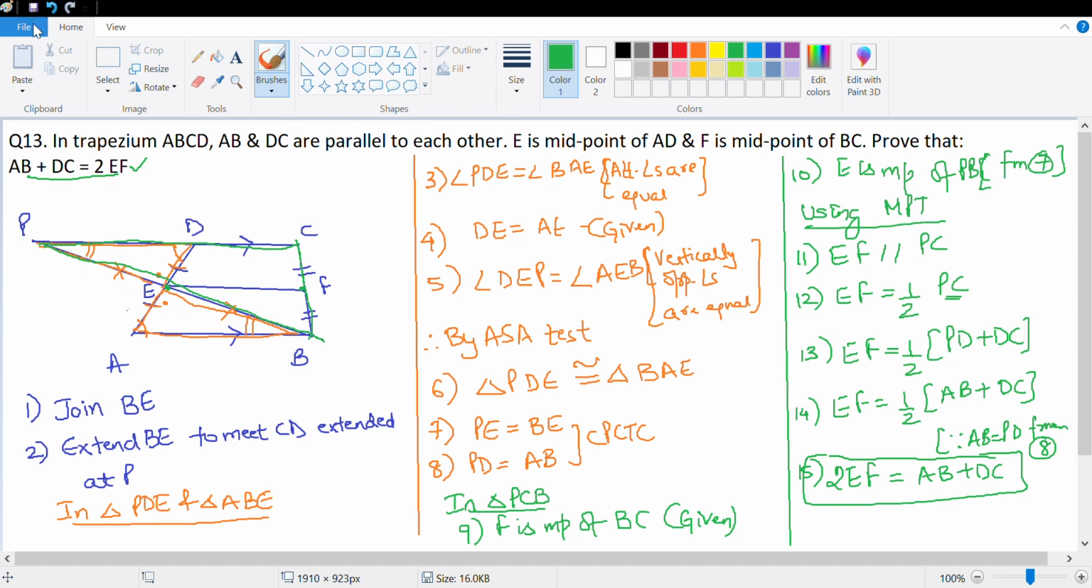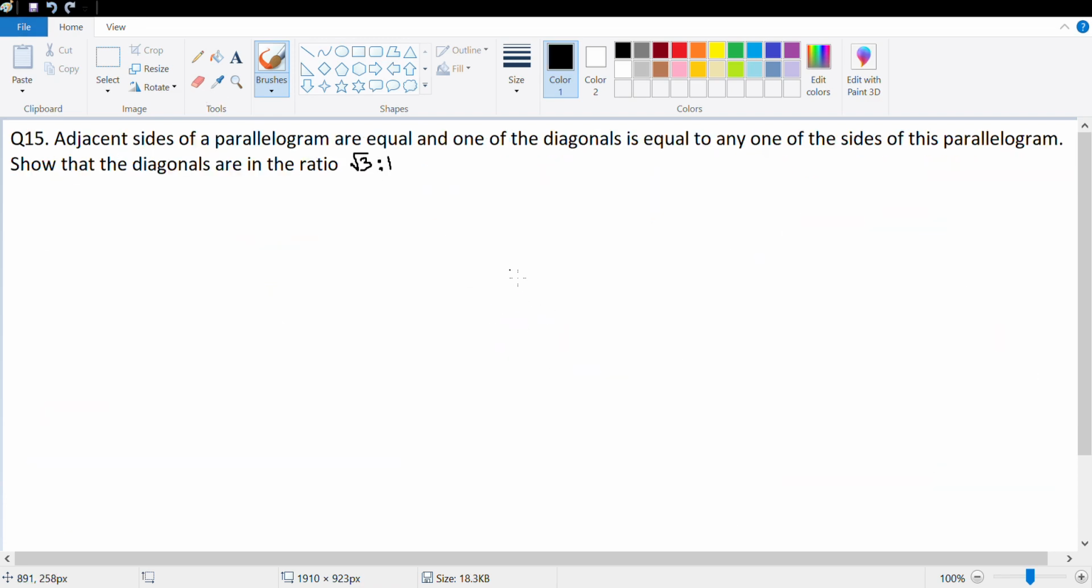Next, let's look at the last question of this exercise, which would be question number 15. So question number 15 says adjacent sides of a parallelogram are equal and one of the diagonals is equal to any one of the sides of this parallelogram. Okay, so let's just draw a rough diagram. So this is a parallelogram.